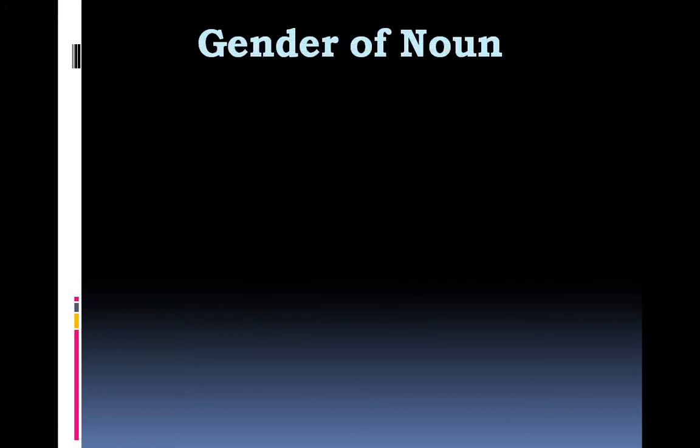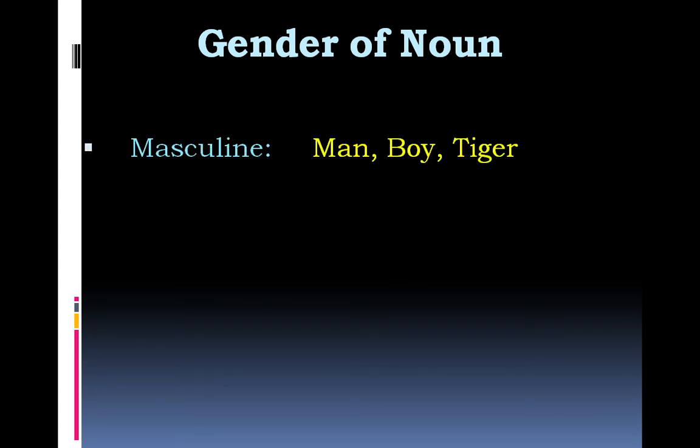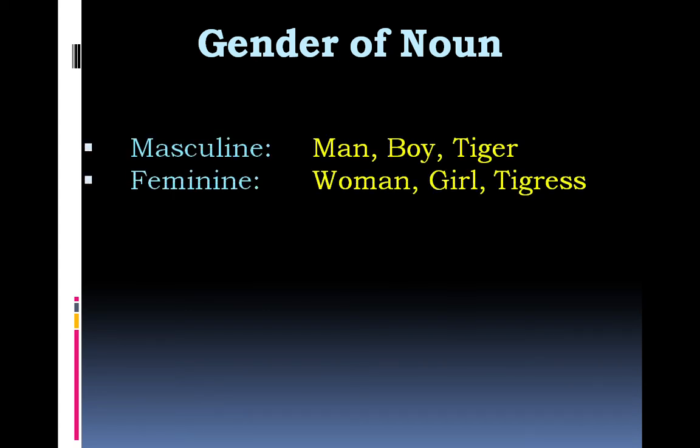And now the gender of noun. By gender of noun we mean whether the noun is male or female. Males are masculine and females are feminine. Look at the examples. Man, boy, tiger. They're all masculine because they're all males. Whereas woman, girl and tigress, they're all feminine because they are females. The concept of gender in English language is limited to humans or a few animals.